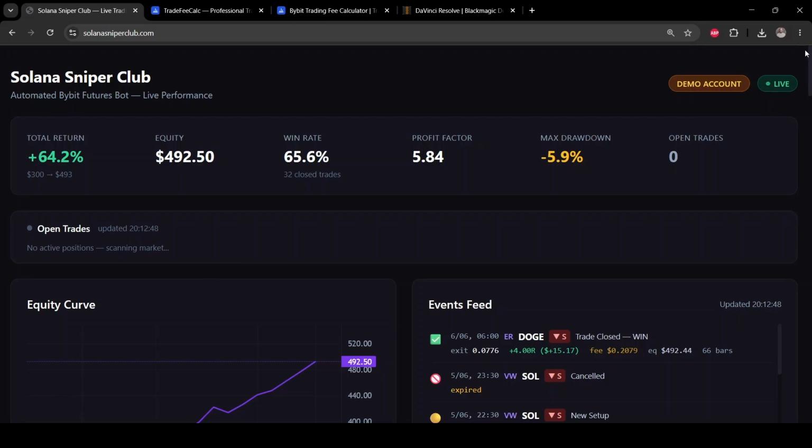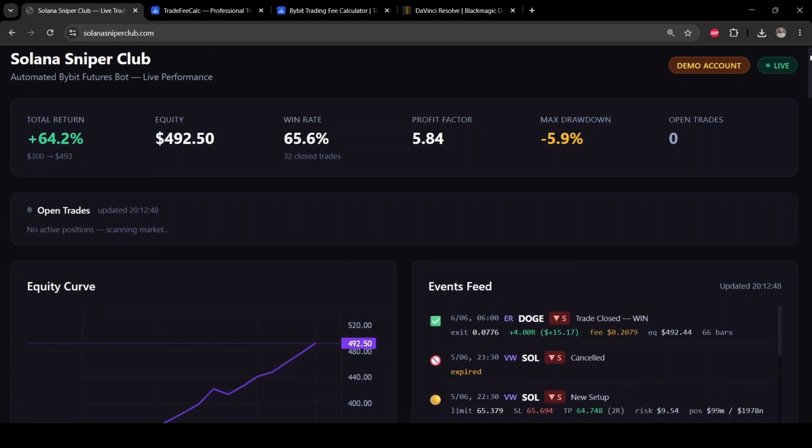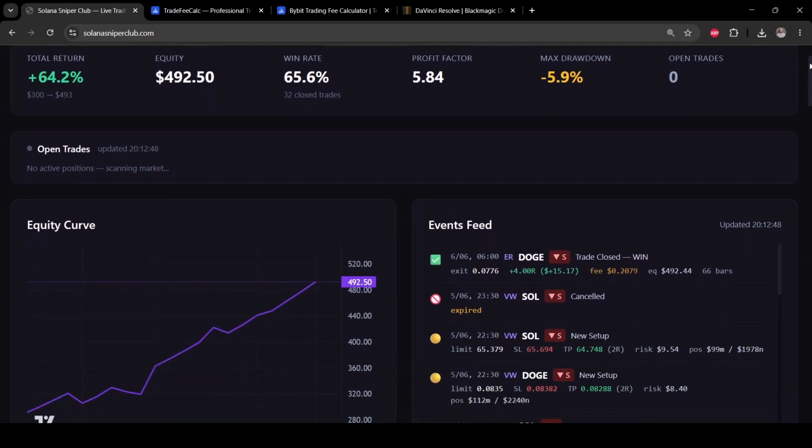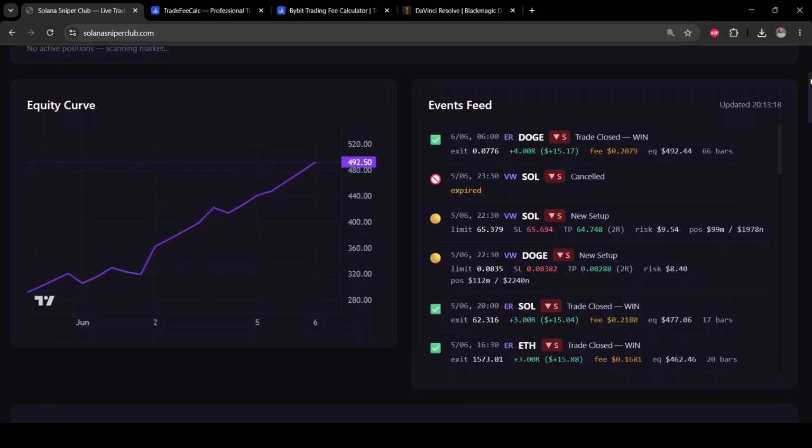Okay, so before we go into detail, let me give you the full picture. This is a Bybit futures trading bot, okay? It runs on a demo account for now, and I want to be upfront about that. The demo account is real-time market data and real order execution logic, but there's no real money behind it.